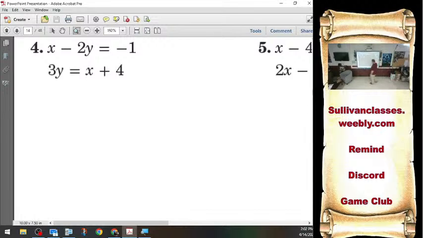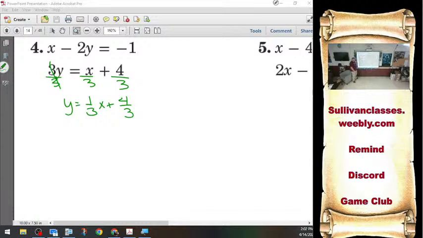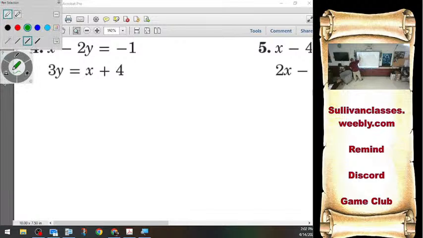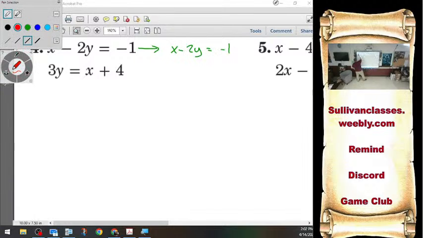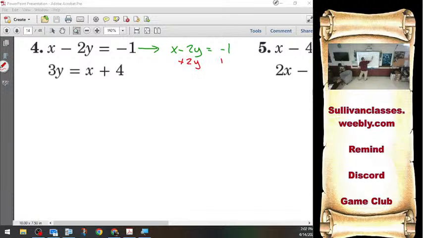Some of us were so ingrained with y equals mx plus b. Some of us would have said, I'll do this. But now you have 1/3 x plus 4/3, and we all know how much you love fractions. We probably don't want to do that if we can avoid it. So, just like Ava said, I'll take this guy over here, x minus 2y is negative 1. Let's add 2y to both sides.